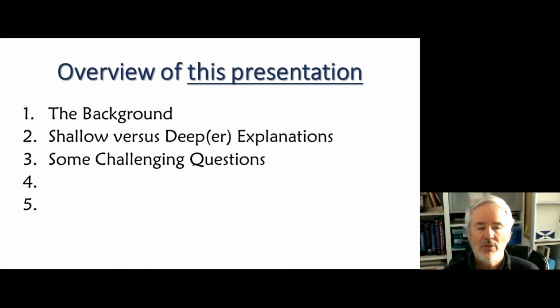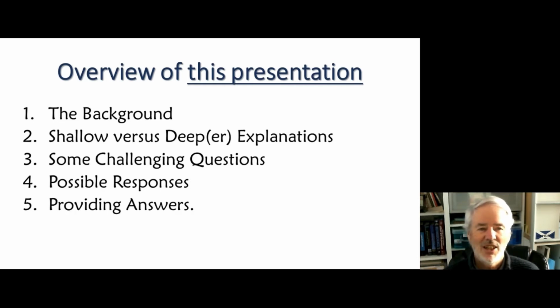These you may find provocative and even a little aggressive. I shall then switch roles, and I will try and defend myself against these challenging questions. And finally, I shall talk about how the Modular Cognition Framework can do a good job providing answers. So let's move straight on to the background.